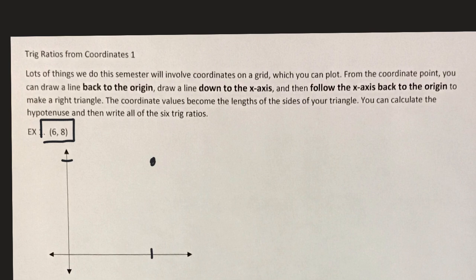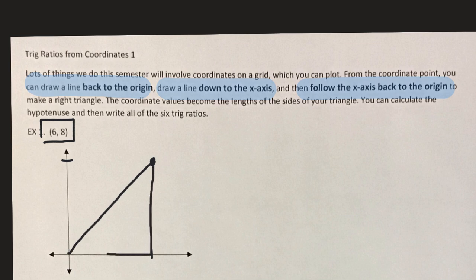Okay, so we're going to make a triangle, and this is how we make our triangle. We're going to draw from that point back to the origin. We're going to draw from that point down to the x-axis, and then we're going to follow the x-axis back to the origin. Okay, we're going to make right triangles. That is our goal, because if we have a right triangle, we can figure out lots of stuff.